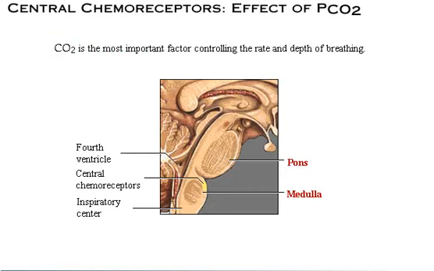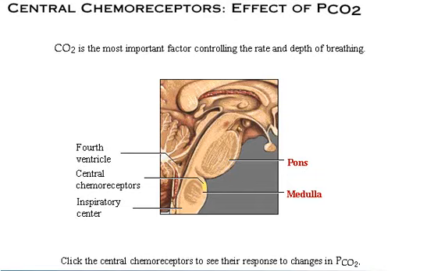Let's look more closely at how the central chemoreceptors respond to carbon dioxide, the most important factor controlling the rate and depth of breathing. Click the central chemoreceptors to see their response.